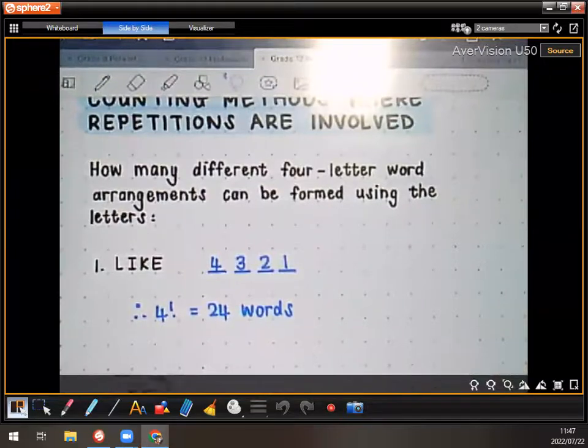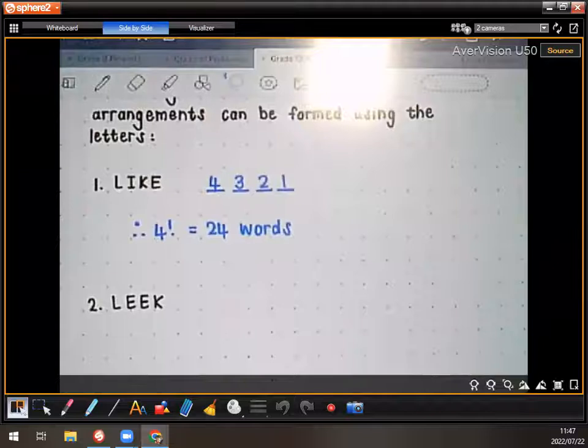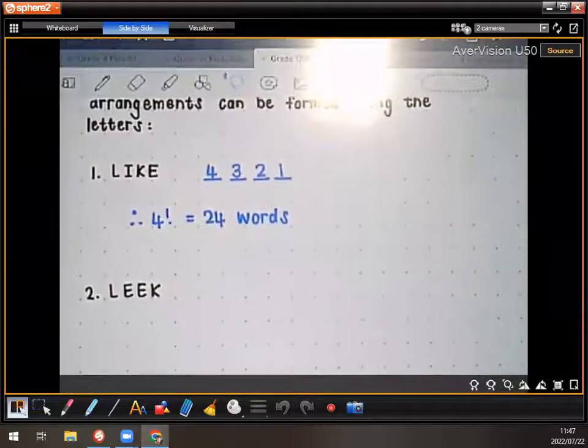Now, what if I give you the word LEEK? L-E-E-K. So we see that there is now a repetition in that word, right? We have 2 Es. So now, if I swap these 2 letters in the middle around, does that give me a different word? If I have L-I-K-E versus L-K-I-E, those are 2 words, right? But what's going to happen if I swap these 2 Es around? Does it give me a different word?